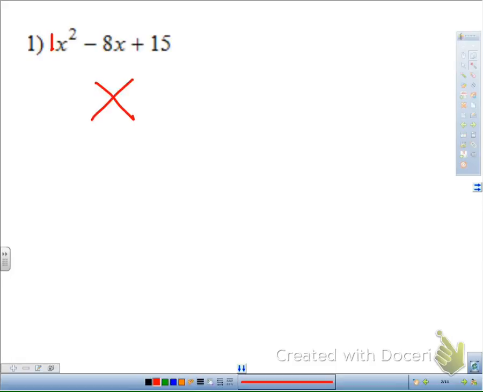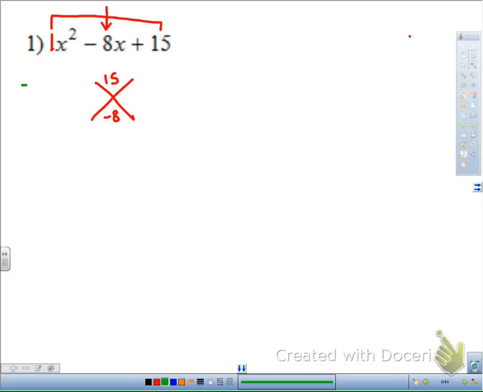Remember, A times C goes on the top. That'd be positive 15. The B value goes on the bottom. That'd be negative 8. I'm looking for those two numbers that multiply to be 15 and add up to be negative 8. If you can't think of them, remember to start with 1 in the number.